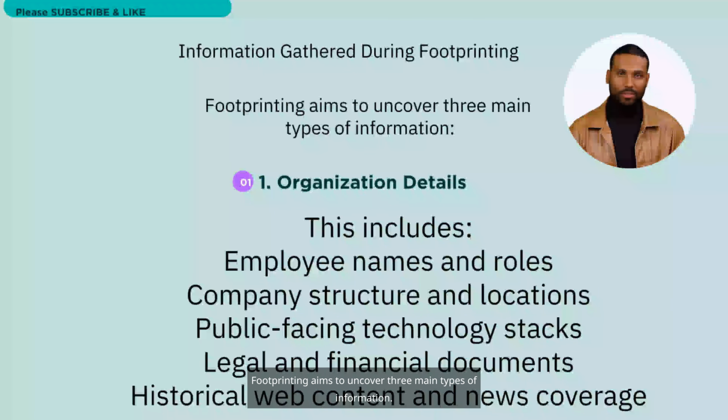Information gathered during footprinting. Footprinting aims to uncover three main types of information. 1. Organizational details. This includes employee names and roles, company structure and locations, public-facing technology stacks, legal and financial documents, historical web content, and news coverage.